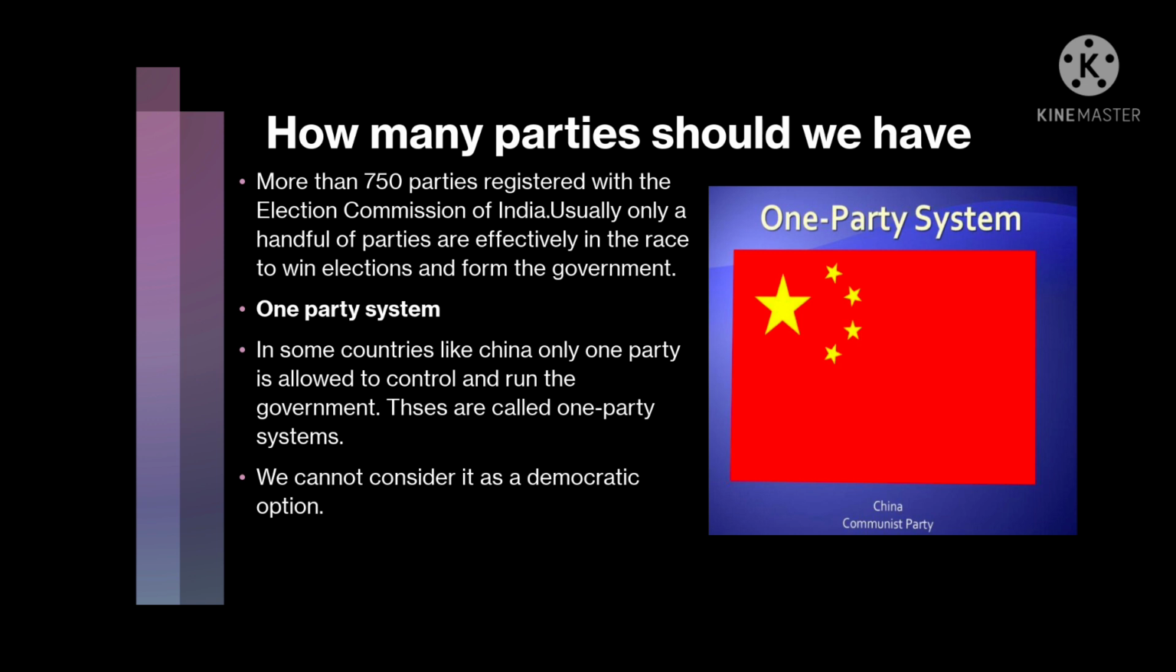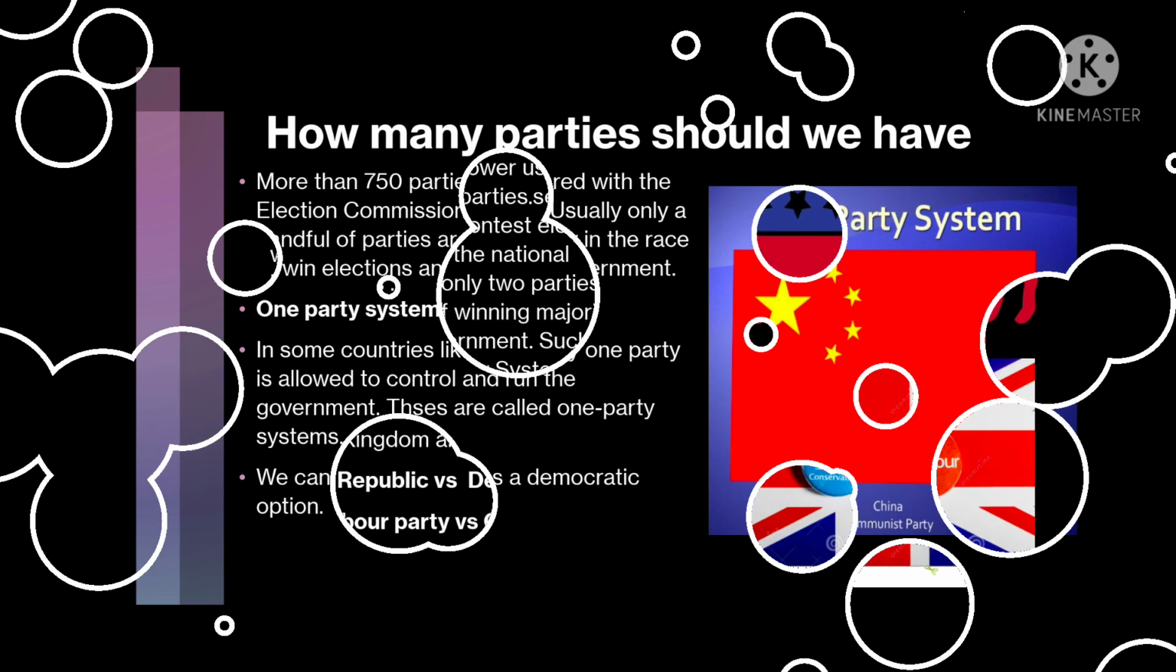Any democratic system must allow at least two parties to compete in elections and provide a fair chance for the competing parties to come to power. So one party system is not good for democracy. So come to the second one.